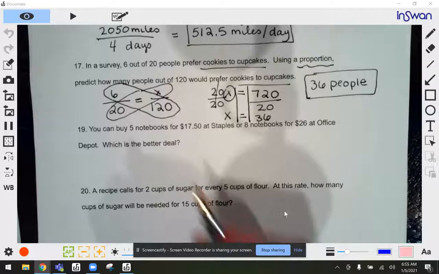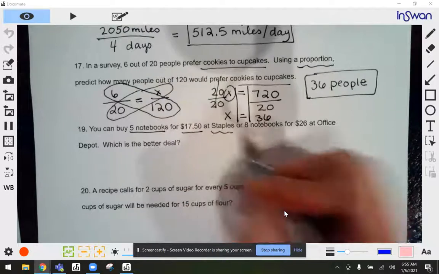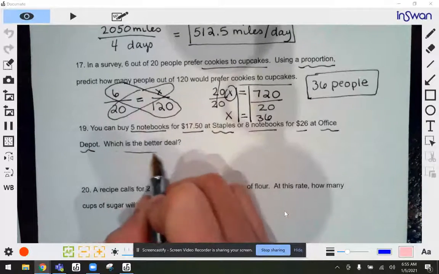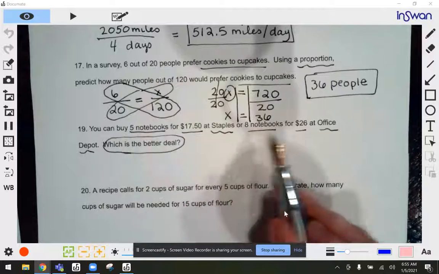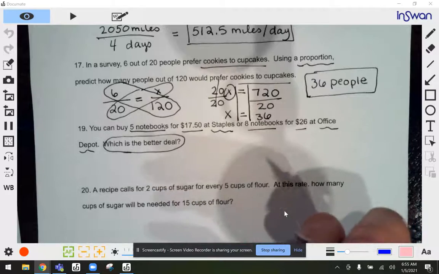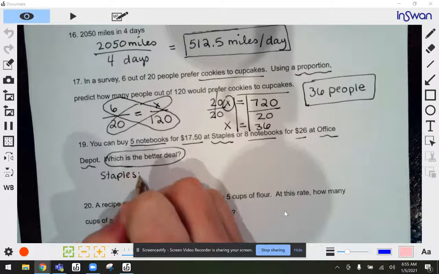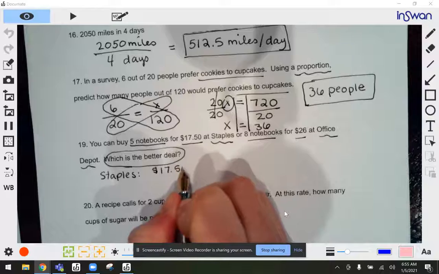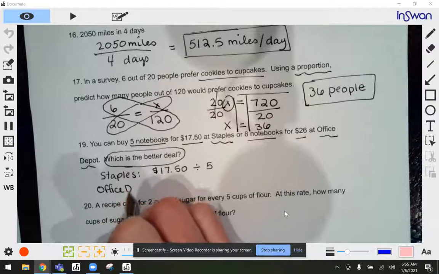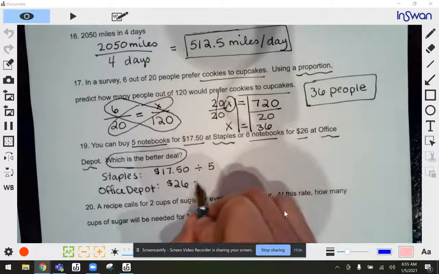All right, so this says you can buy 5 notebooks for $17.50 at Staples, or 8 notebooks for $26 at Office Depot. Which is the better deal? So because we're comparing different amounts of notebooks, it's harder to tell. But if we found the unit rate, we could tell which price is better per notebook. So let's do that. So for Staples, we're going to do $17.50 divided by 5 notebooks. For Office Depot, we're going to do $26 divided by 8 notebooks.